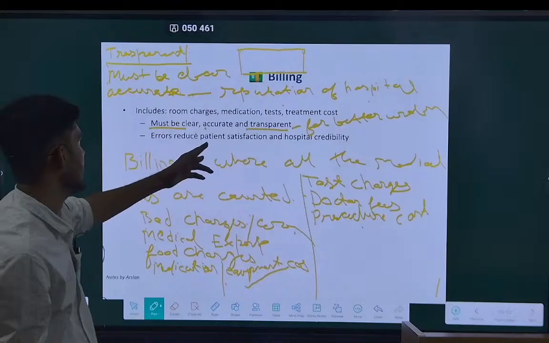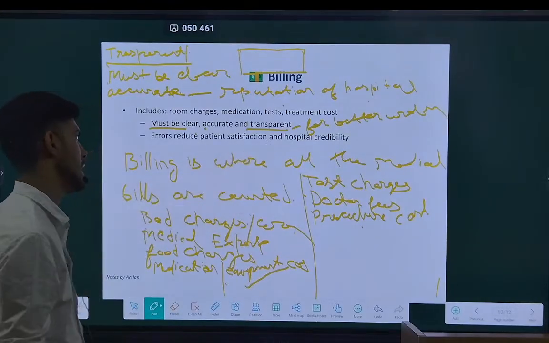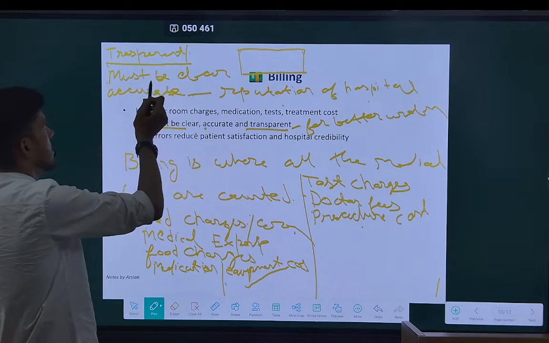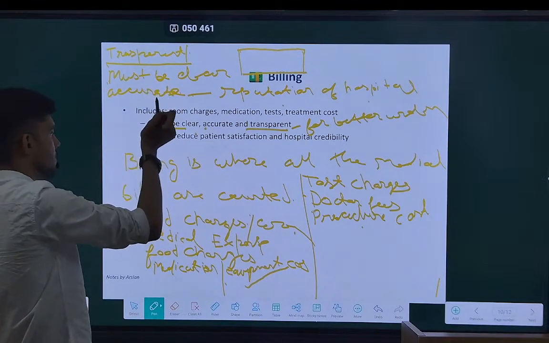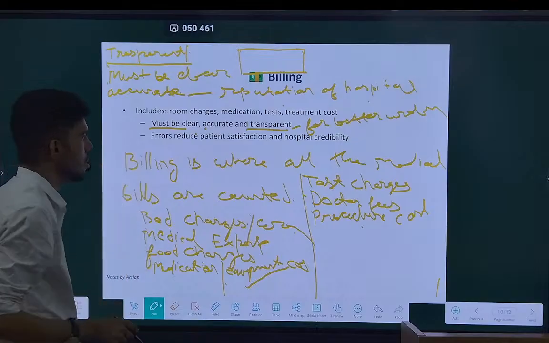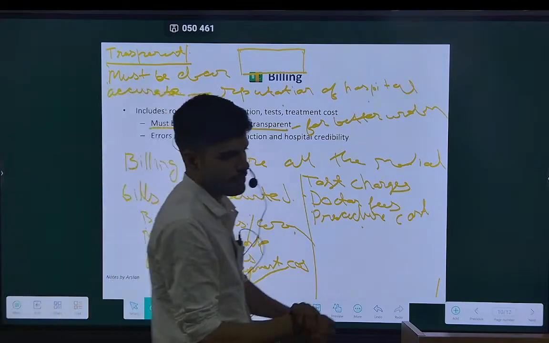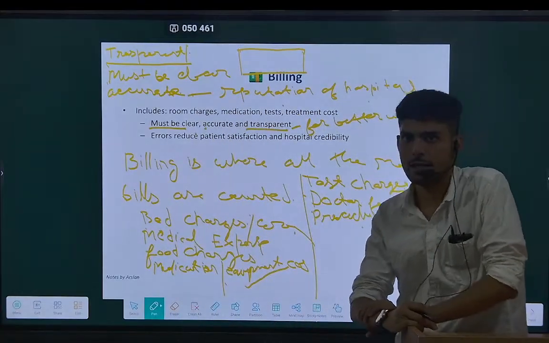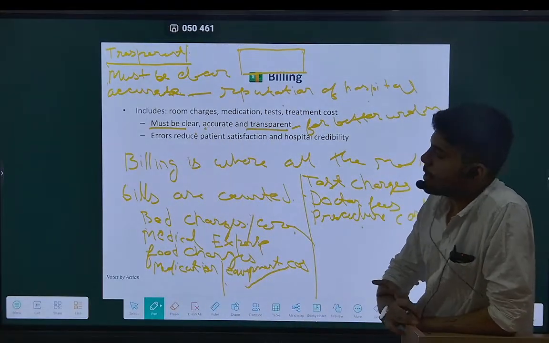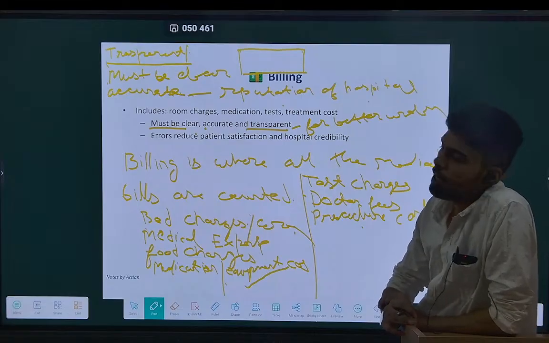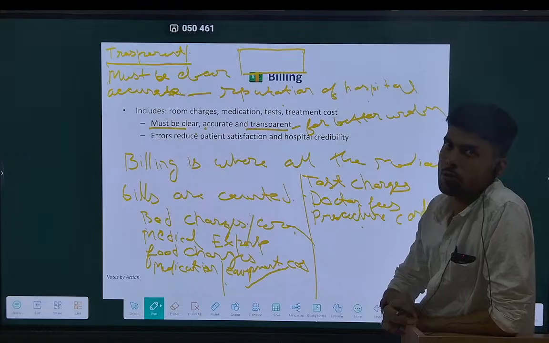Errors reduce patient satisfaction and hospital credibility. So what helps? If the billing is accurate, transparent and error free. When there is no error, it gives satisfaction to the patient. Whatever is charged is genuine, and the patient trusts the hospital, and the credibility of the hospital is also maintained.